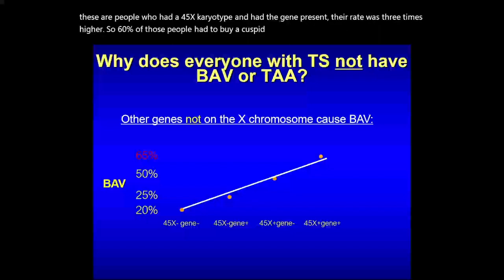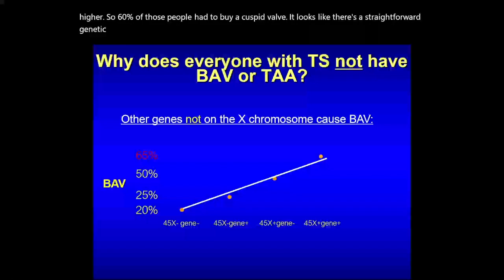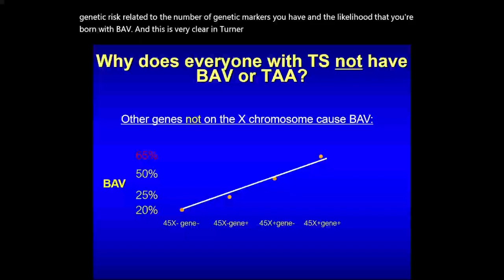It looks like there's a straightforward genetic risk related to the number of genetic markers you have and the likelihood that you're born with BAV. And this is very clear in Turner syndrome. It's not so clear in other conditions.